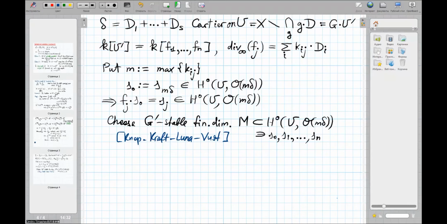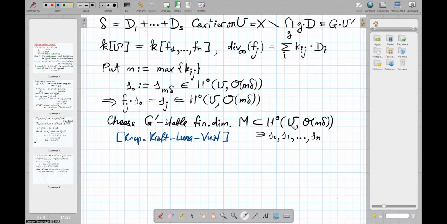S0, S1 are the same as above. Yes, these Sj's were defined above. S0 was defined as the canonical section, and the other Sj's were defined by multiplying this canonical section with Fj's. So it is G prime stable because the set U is G prime stable, right? Yes, G acts on everything here.